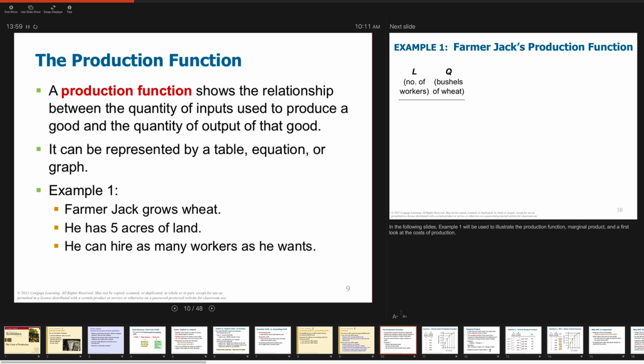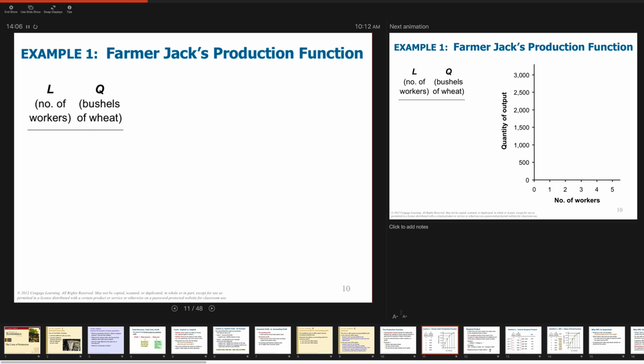By the way, in this day and age, Farmer Jack would be bankrupt if all he had was 5 acres of land. All right, but keeping it nice and simple.